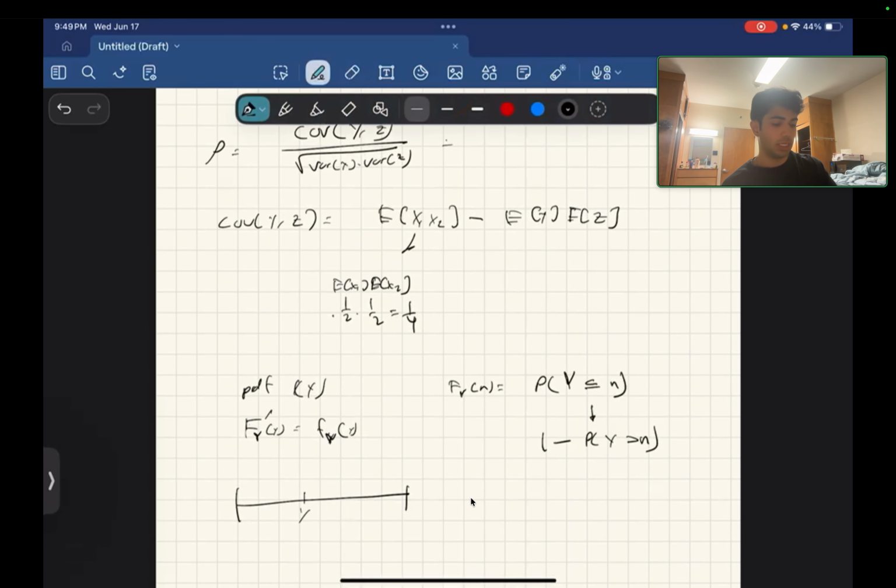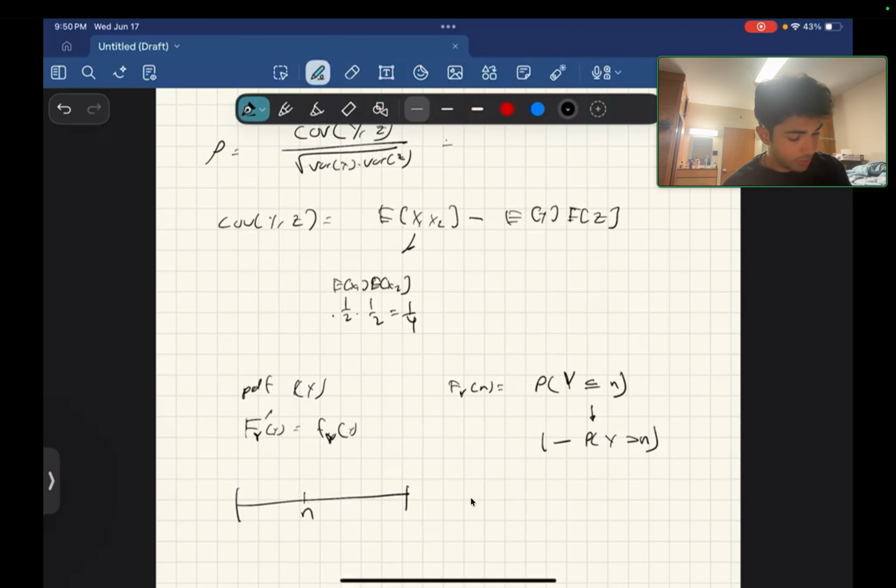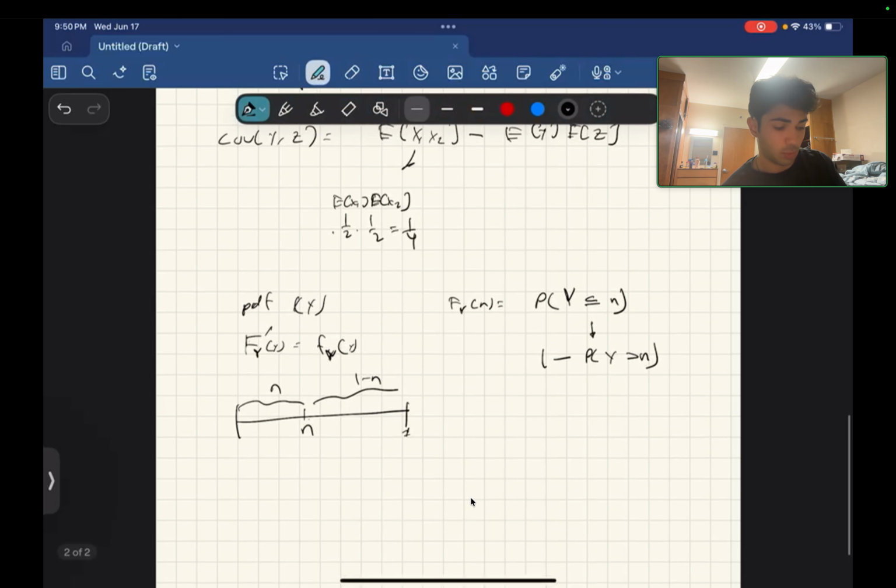This is easier because in the case of minimums, you're more easily able to find the probability of y being greater than n. If n is the minimum, the probability that we are more than this value of n, we can land anywhere from n to 1. We already mentioned that the length will be the probability, and so this length is 1 minus n. That's for one of the variables, x1, let's say.